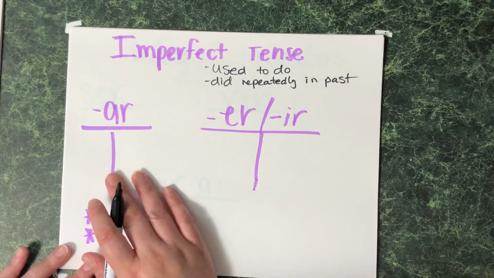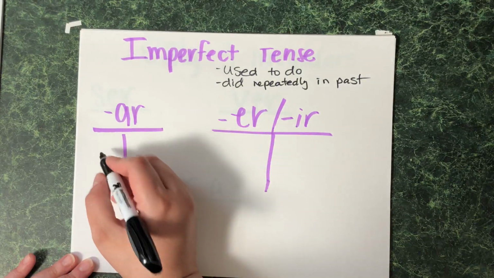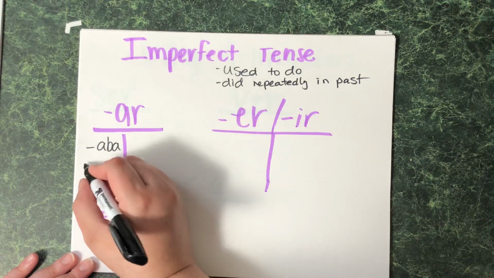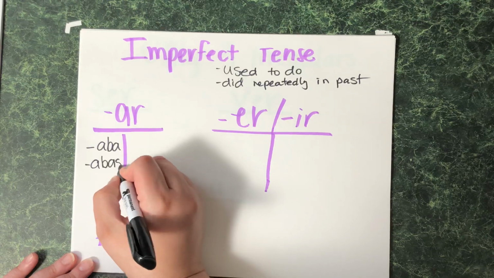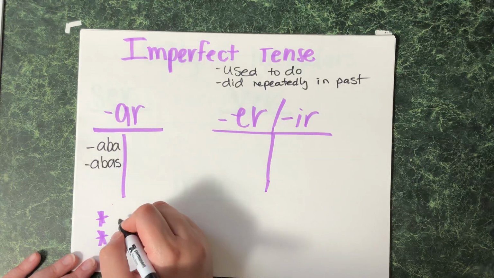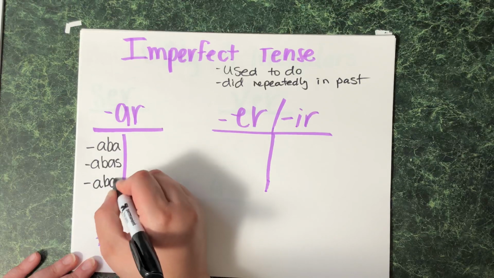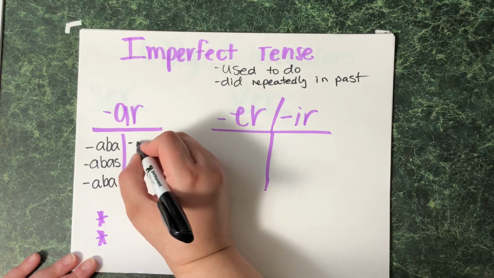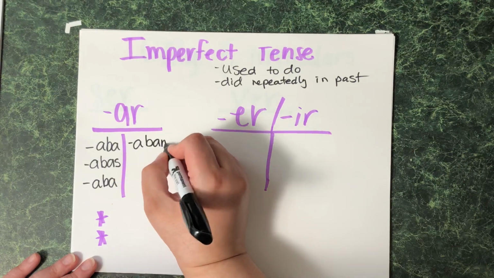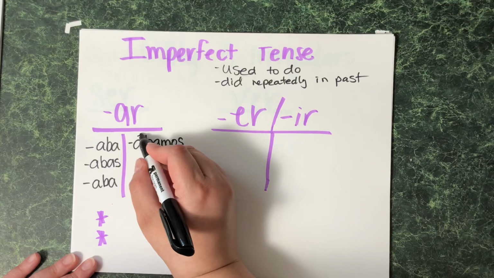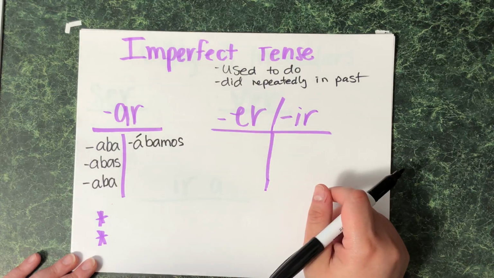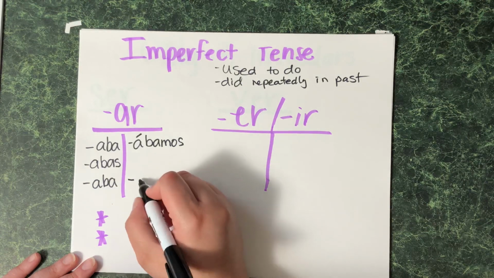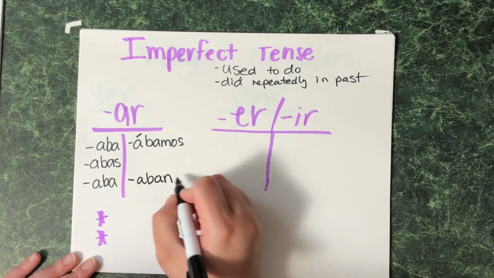2 sets of endings. The AR verbs are going to use -aba for the first one, for yo. -abas for tú. -aba for él, ella, and usted. -ábamos for the nosotros form with an accent mark over the first A. And for ellos, ellas, and ustedes, -aban.